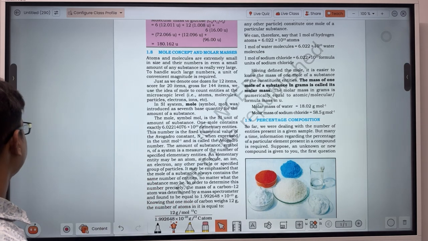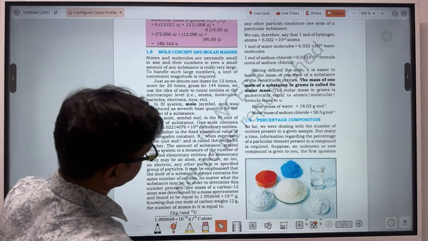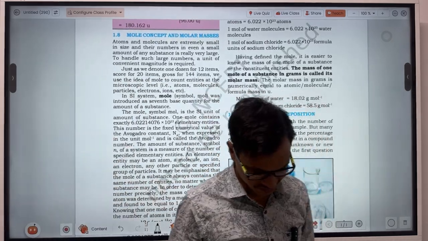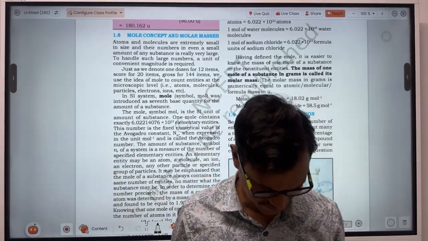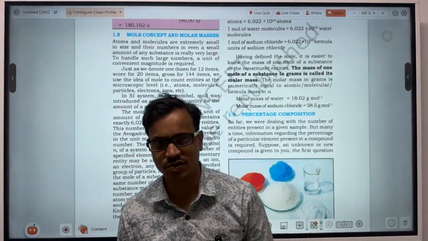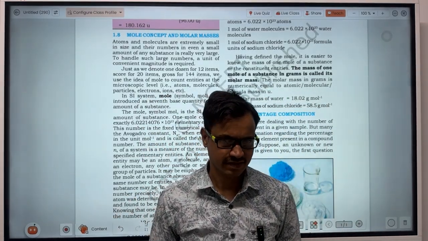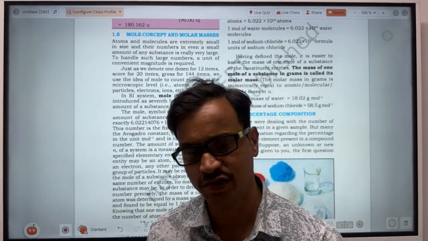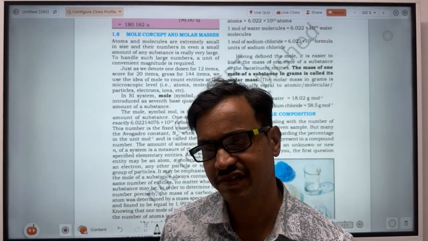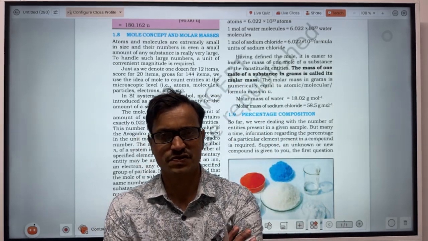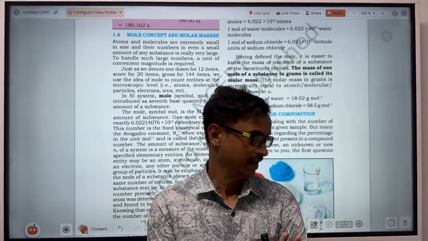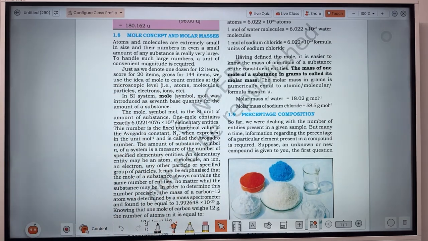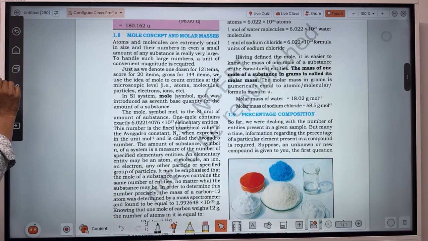Now let's see percentage composition. What's the meaning of percentage? You already know. Percentage means out of 100, how much is that? Let's see about CO2. In the case of carbon dioxide, what will be the percentage composition of its constituent elements? In CO2 there are only two elements, carbon and oxygen.